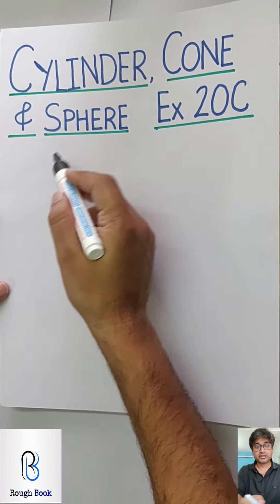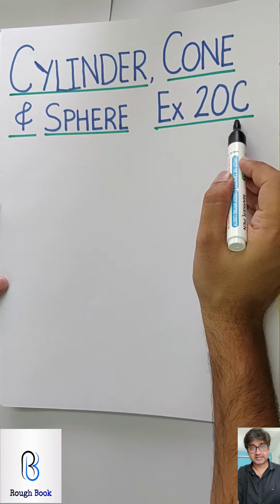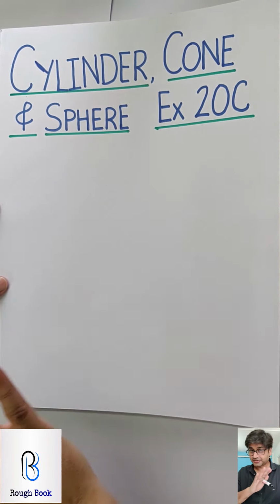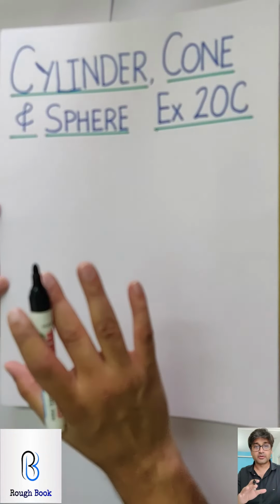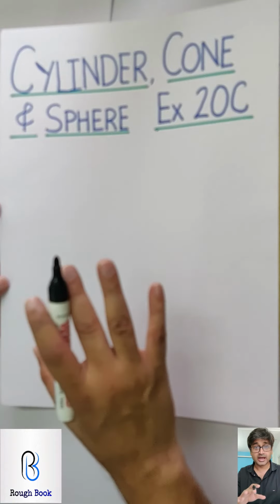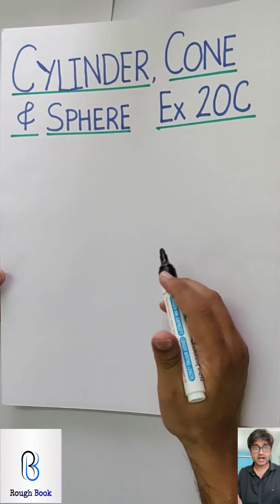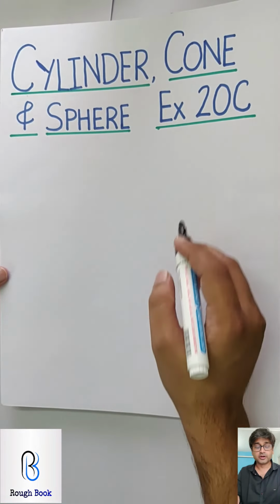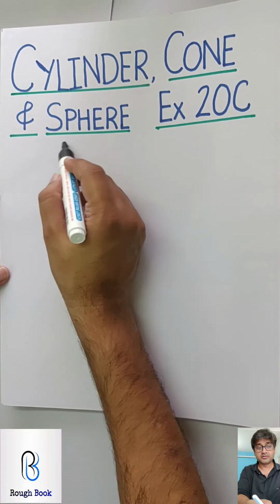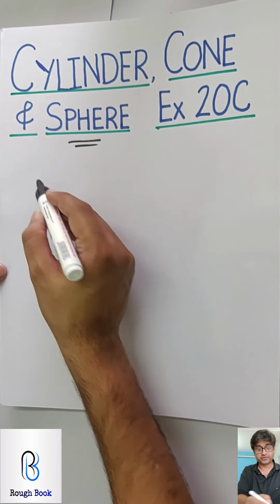Hi, we're getting into cylinders, cones and spheres, exercise 20C. 20A I have still not done, we'll do that later. First, I want you to get used to 20B and 20C. B I have already done in the previous video, now we are getting into 20C. Here, majorly, we are going to work with spheres and hemispheres.